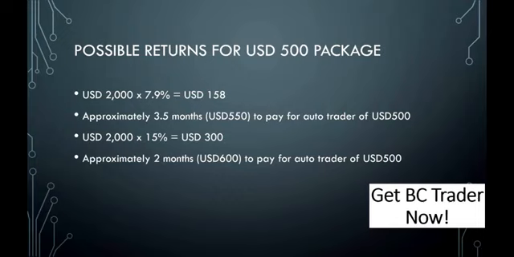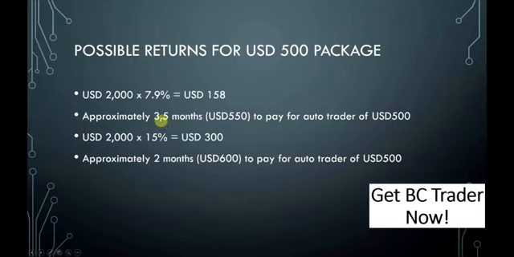So let's use Russ's estimates, which are also conservative, in the middle, somewhere around 15%. Okay, so it will take you about 2 months to pay for your auto trader of $500, roughly approximately that much. Okay, so this is for the 500 package, which is of course the lowest value for your trading bot.